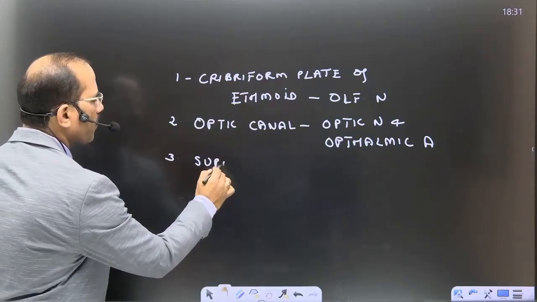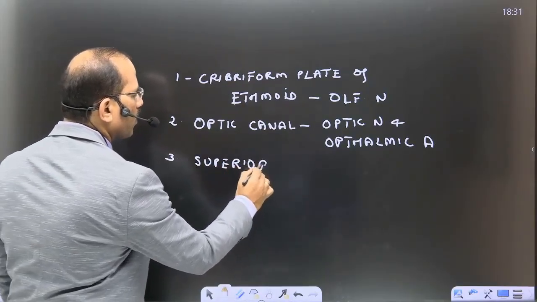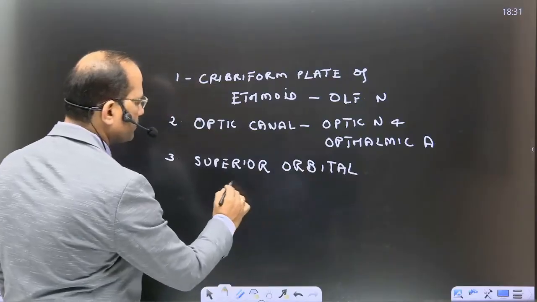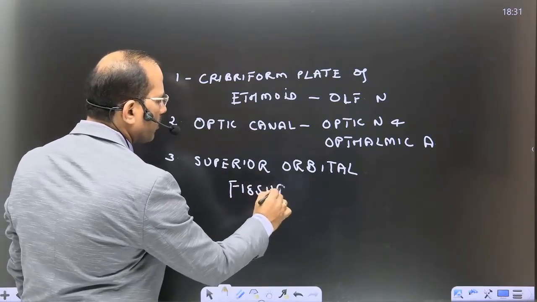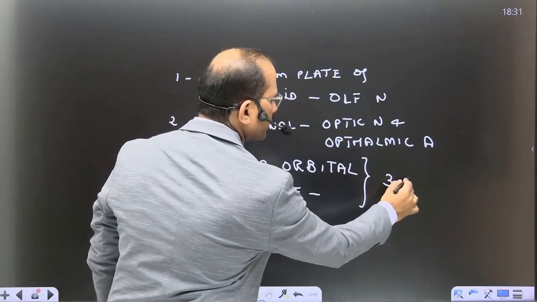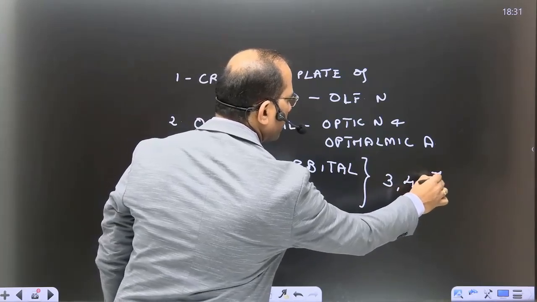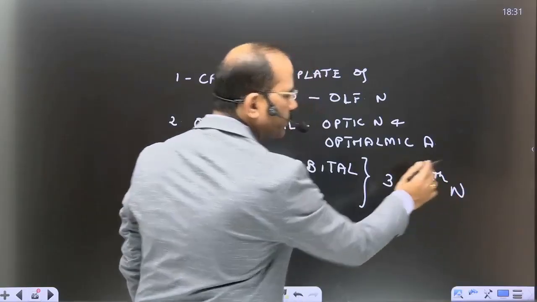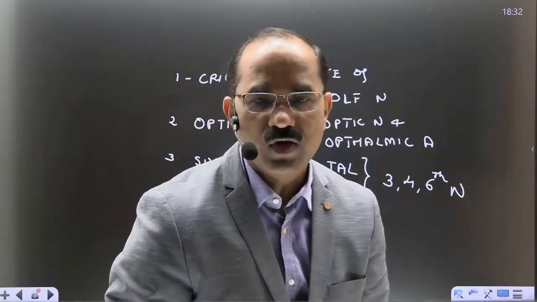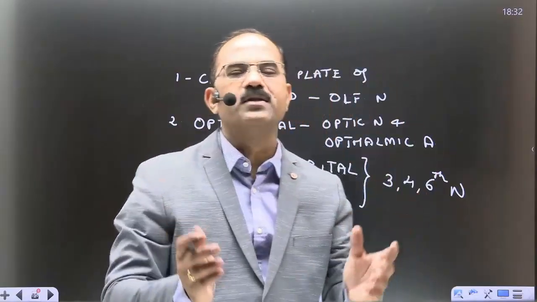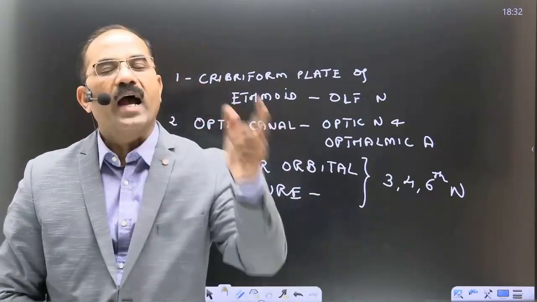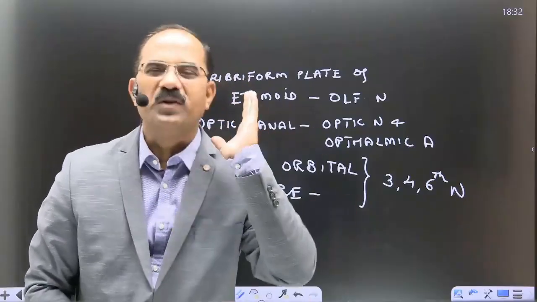And coming to number 3, the superior orbital fissure. What passes from here? The 3rd nerve, the 4th nerve, the 6th nerve. These are going to supply the extraocular muscles, right? All the extraocular muscles are supplied by the 3rd nerve except the lateral rectus, which is supplied by the 6th nerve, and the superior oblique, which is supplied by the 4th nerve.